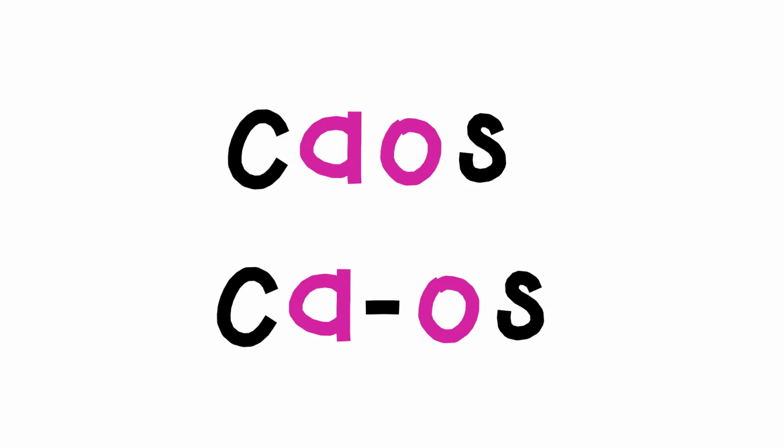We have another word here. Caos. They both are strong vowels. Do you remember what happens when we have strong vowels together? You're right. They separate. They cannot remain together. So we have ca, os, caos.